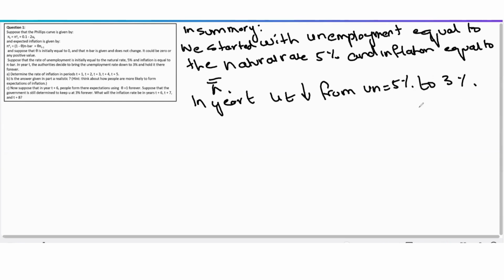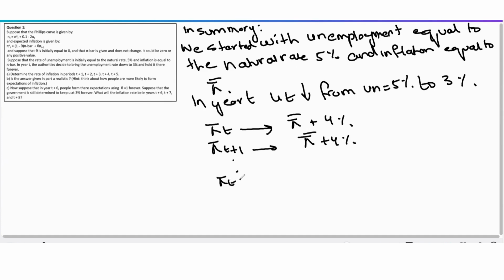So you started off with the case where unemployment is at the natural rate, 5%, and inflation was pi bar. Then in year T, U_T decreases from U_N, which is 5%, to 3%. Let's look at what we have learned so far. As a result, in year T, inflation went up to pi bar plus 4%. In pi T plus 1, it went up to pi bar plus 4%, and so on till pi T plus 5. So here also it was pi bar plus 4%, right?